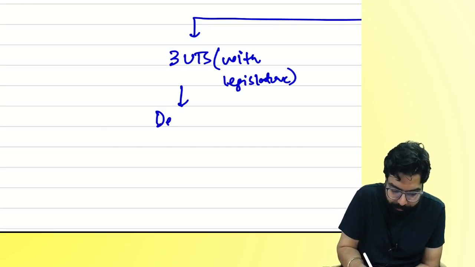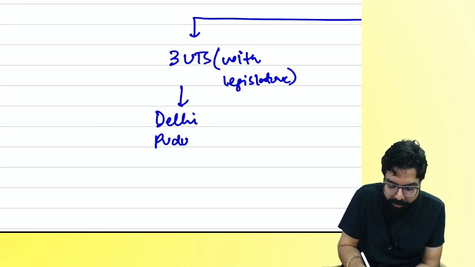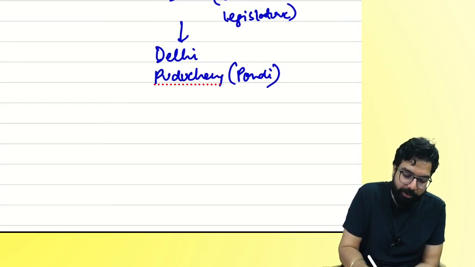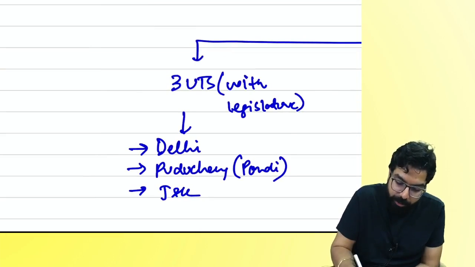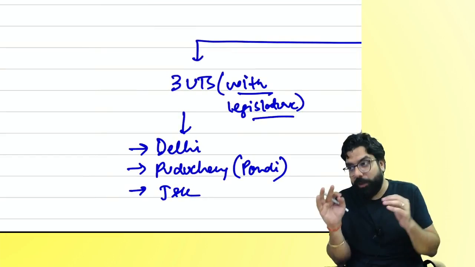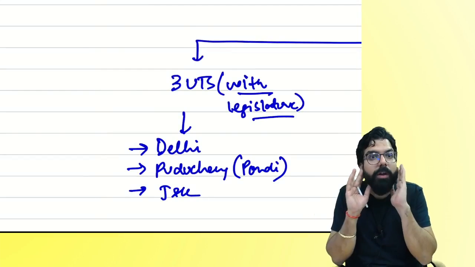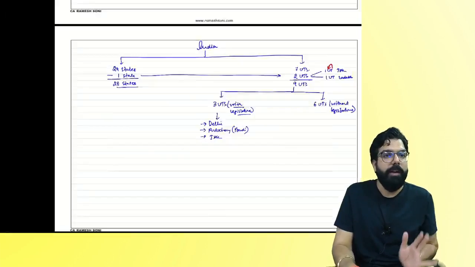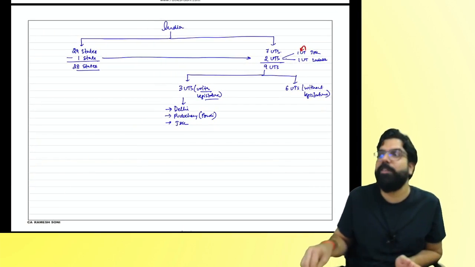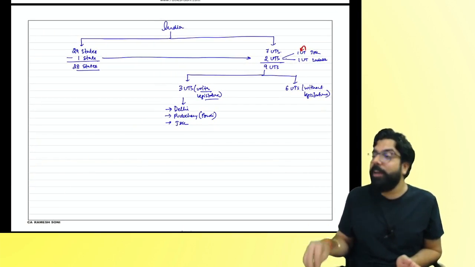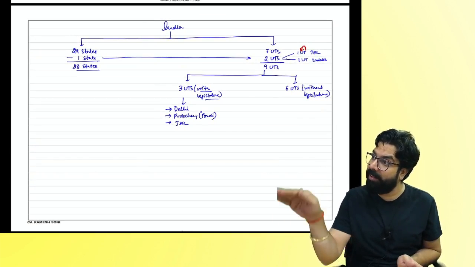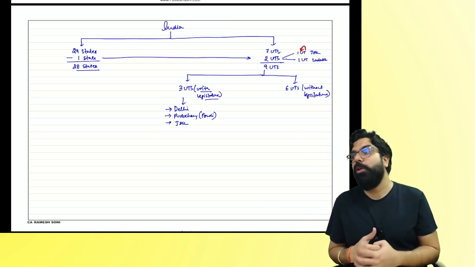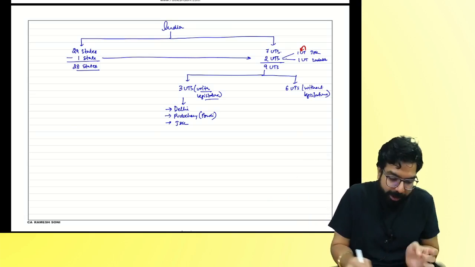The 3 UTs with legislature: number 1, Delhi. Number 2, Puducherry, sweet Pondi, we call it Pondi. And the last one, Jammu and Kashmir. These 3 are UTs with legislature, meaning they have their own Vidhan Sabha and their own chief minister. Are we clear? And hence, in GST the definition of state includes UTs with legislature. UTs with legislature have to be included in state.